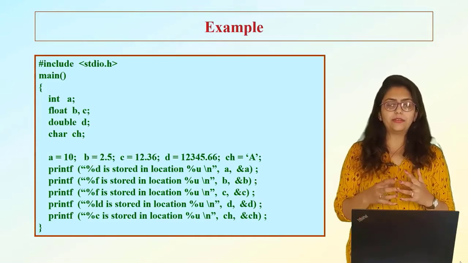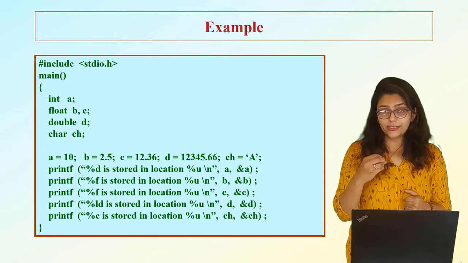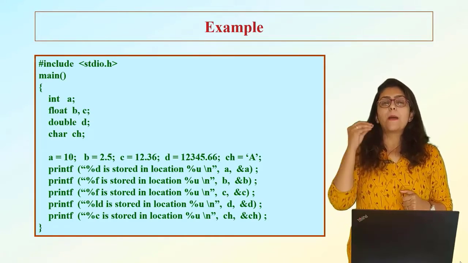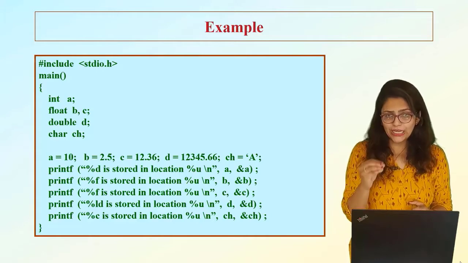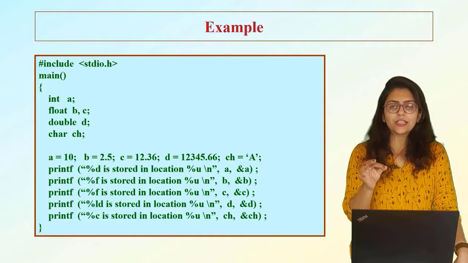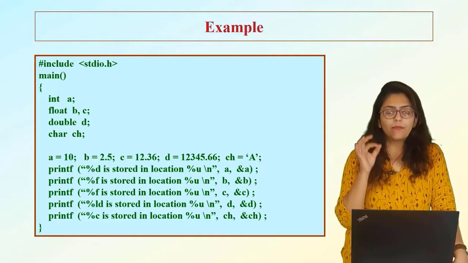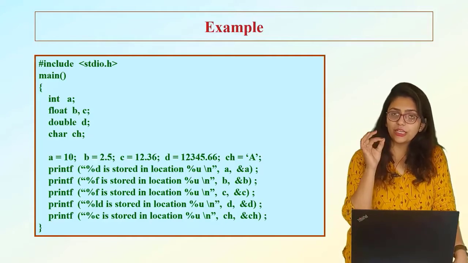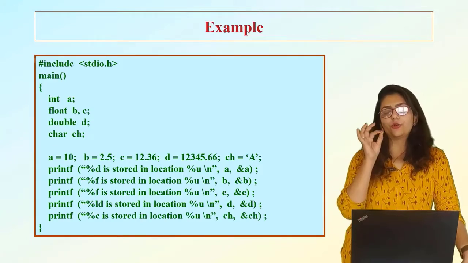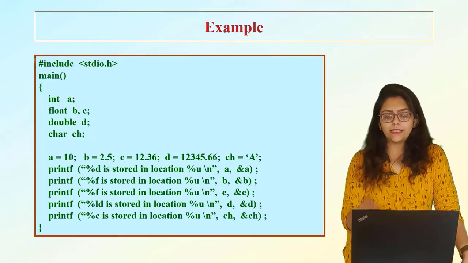So if you want to print the value of an address, at that time you can use %p or %u. Same way, when you are using an integer, you use %d. When you are using a float, you use %f. Similarly, when you are dealing with pointers or addresses, you can use %p or %u.